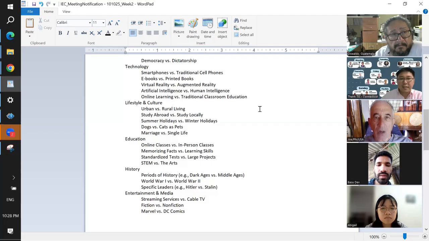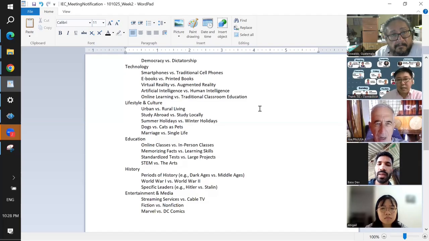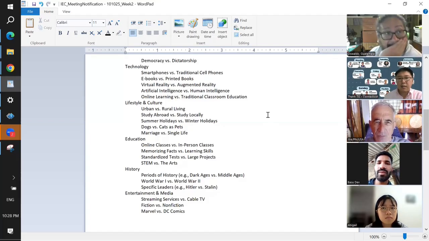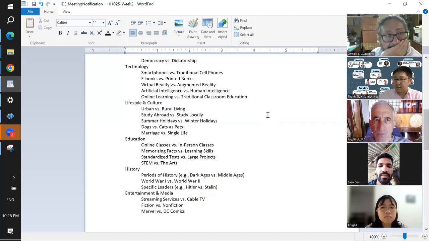Fiction versus non-fiction. That's also good. Summer holidays versus winter holidays. That is also good. Dog versus cat as pets. Also good. Marriage versus single life. It's also good. So from my side, each and every one is good. Every topic. So this is just a matter of picking a topic and going with it.